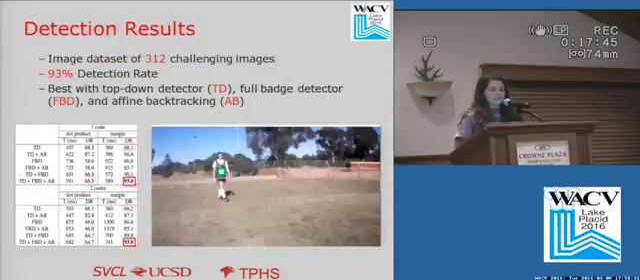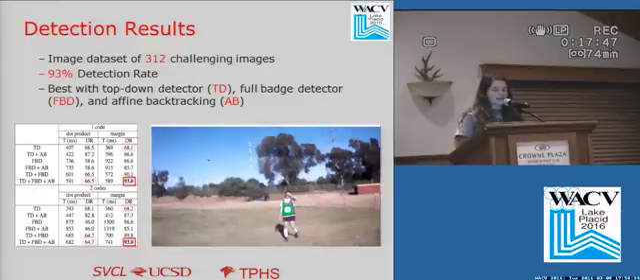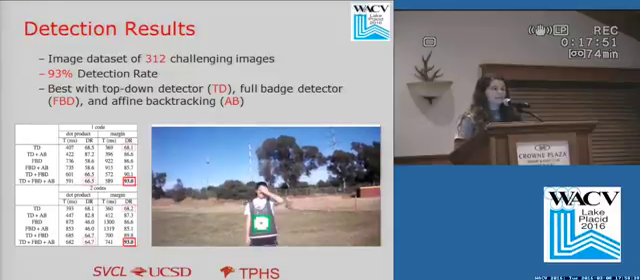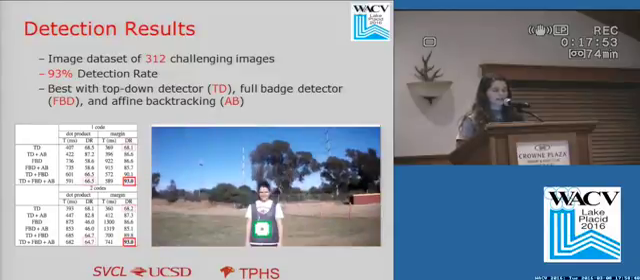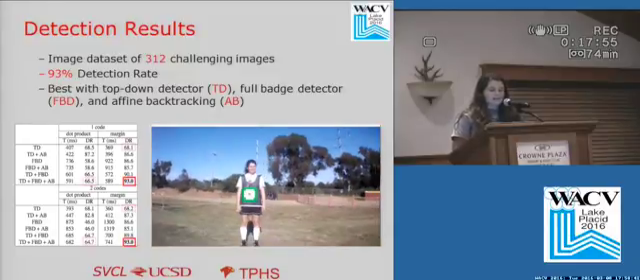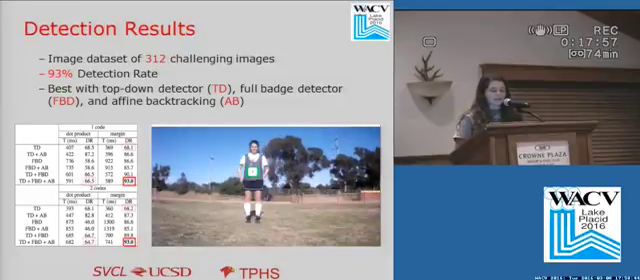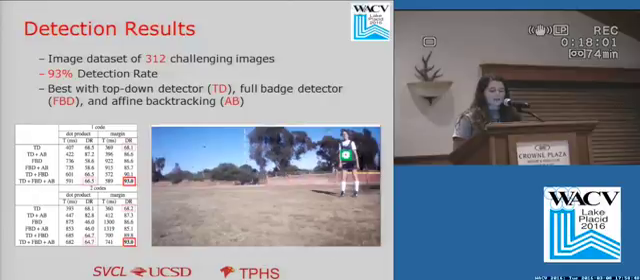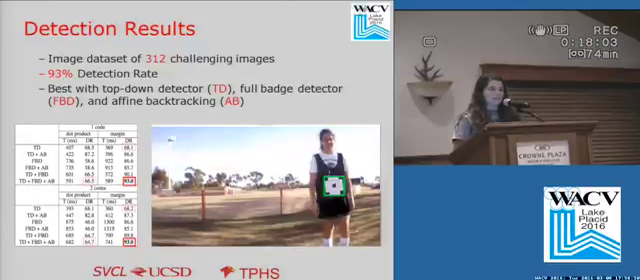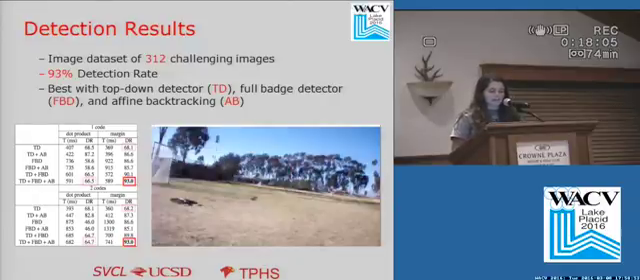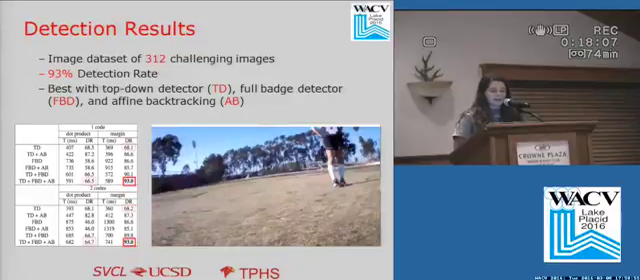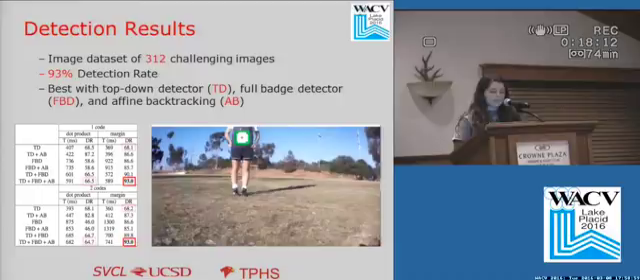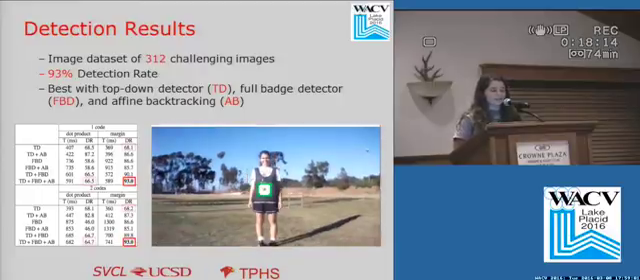So in order to test detection accuracy, we created an image dataset consisting of 312 very challenging images, and were able to achieve a detection rate of 93%. In the beginning, we started only with the top-down detector, and this only achieved a tracking rate of 68%. However, when adding 2 backtracking procedures, we were able to meet the 93% detection rate. You can see the value of the novel similarity measure when compared to the dot product similarity measure because of the 30% increase in efficiency.